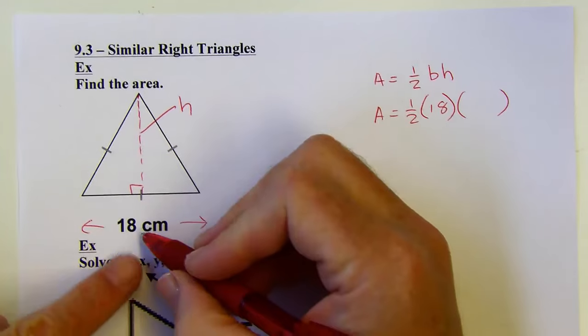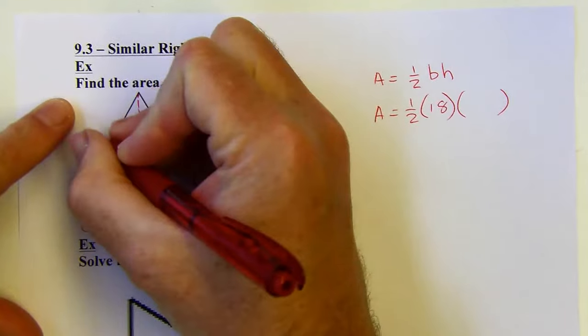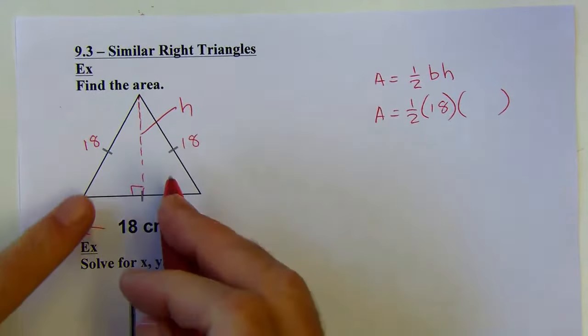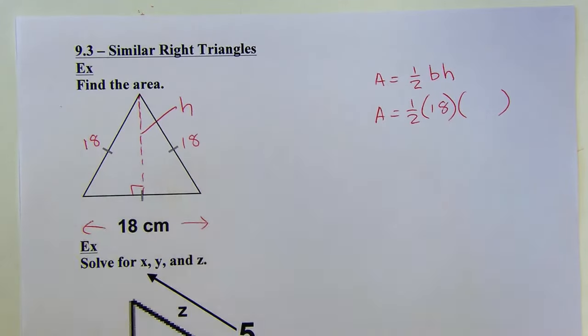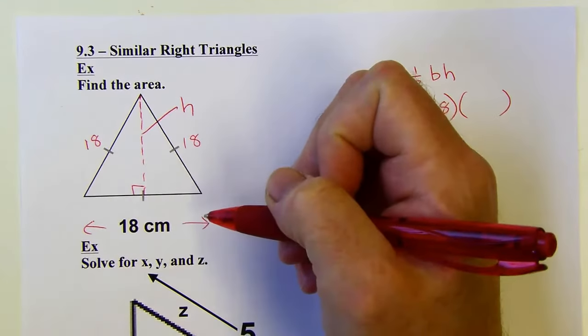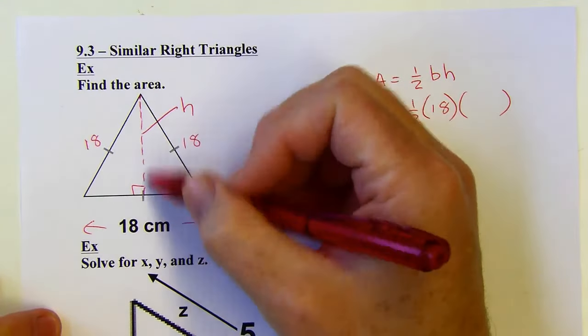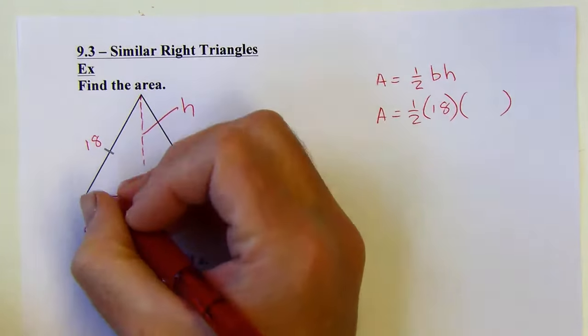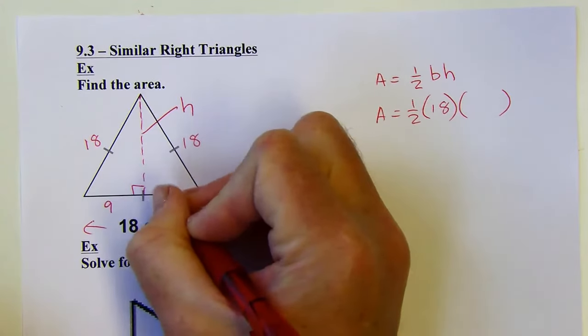So the bottom's 18, so these two sides are 18. Let's put that in, okay? And these two triangles that I drew, the two half triangles, are going to be congruent because I could do reflexive and then HL, so they're congruent. And what you need to remember is that this height is going to divide the 18 in half. So I'm going to get 9 and 9, okay?